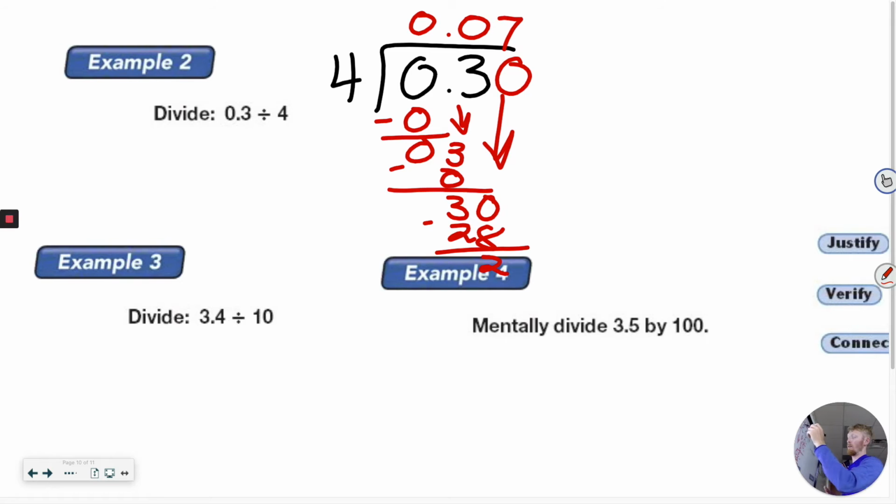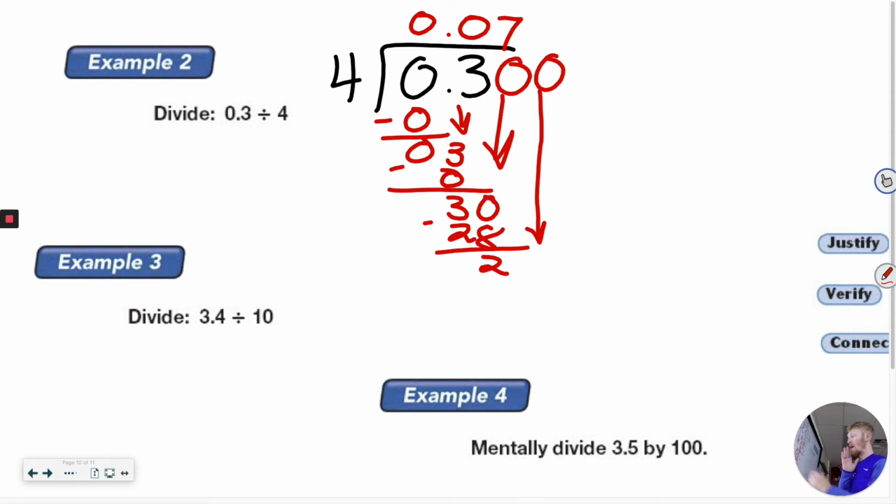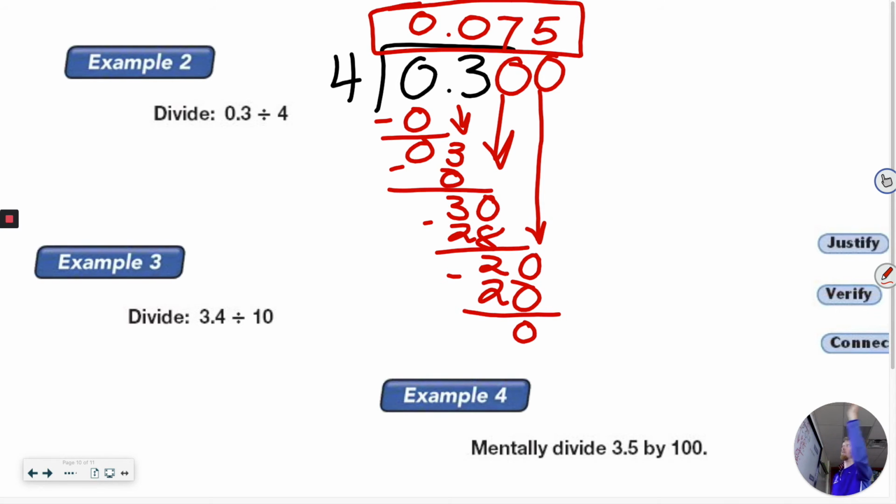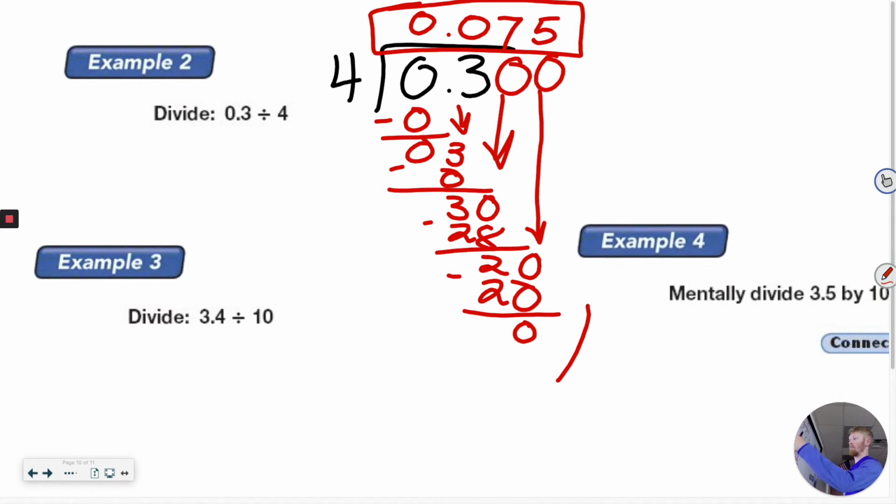Now I'm at the same spot again. Add another 0. Drop it down again. 20 divided by 4. That comes out evenly. It's a 5. 20 minus 20 gives me 0. So 0.075 is my answer here. All right, let me try another one.